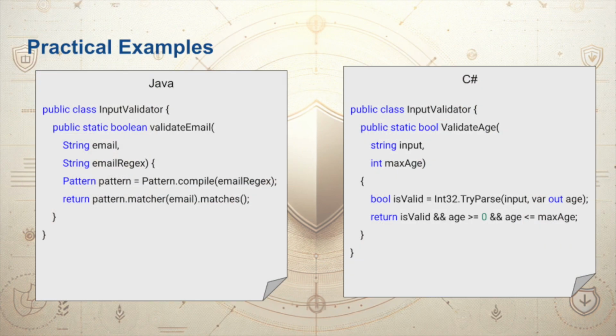Here, we delve into practical examples of input validation techniques. On the left, we're using Java to validate an email address with regular expressions. On the right, our focus shifts to C#, where we validate a numeric input, specifically an age field. These examples underscore the versatility and necessity of input validation in maintaining the integrity and security of our applications.